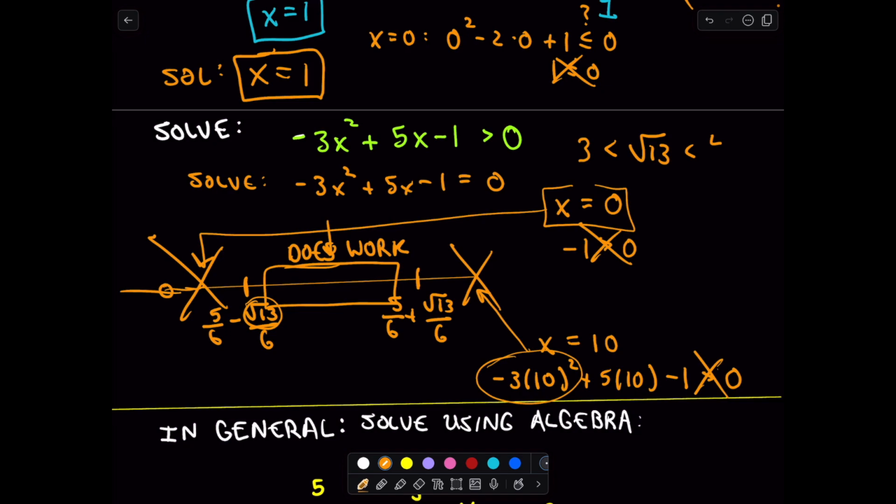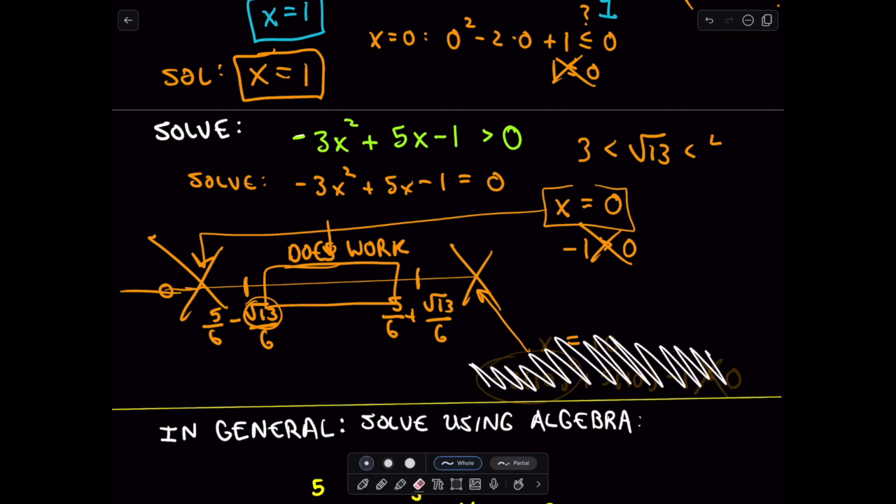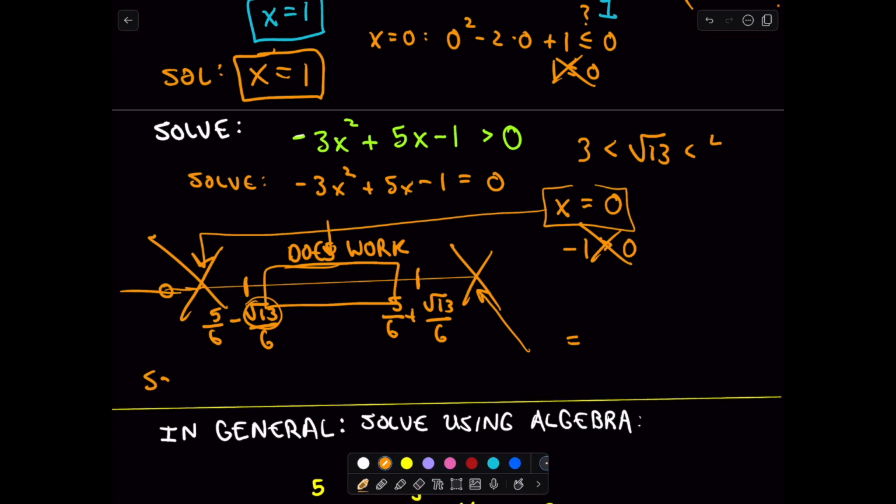So it looks like our solution set in this case would be, let me try to give myself a little space. I would know that these values in the middle work. It's got to be strictly greater than 0, so we won't use these values. So it would be 5 minus the square root of 13 over 6 up to 5 plus the square root of 13 over 6. That would now be my solution set for that inequality.